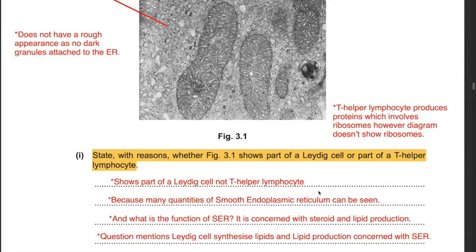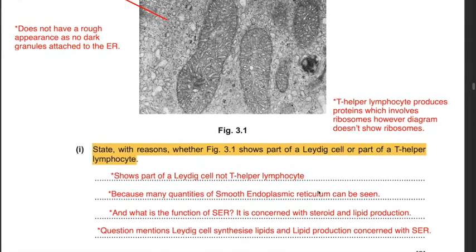Because T helper lymphocyte produces proteins which involves ribosomes. However, the diagram doesn't seem to show any ribosomes. Therefore, the answer is Leydig cell, and the reasoning is many quantities of smooth endoplasmic reticulum can be seen. That will give you 2 marks.